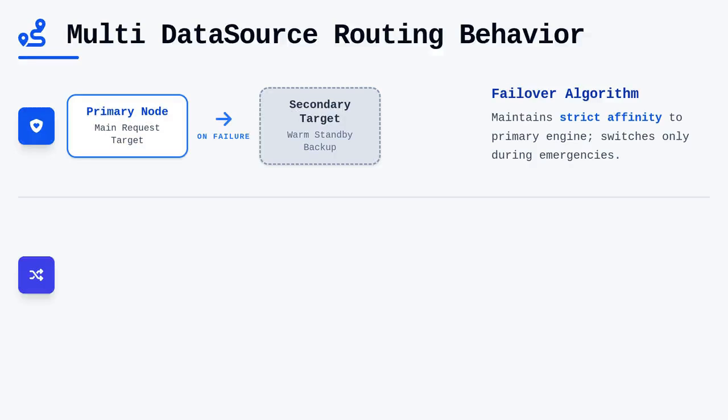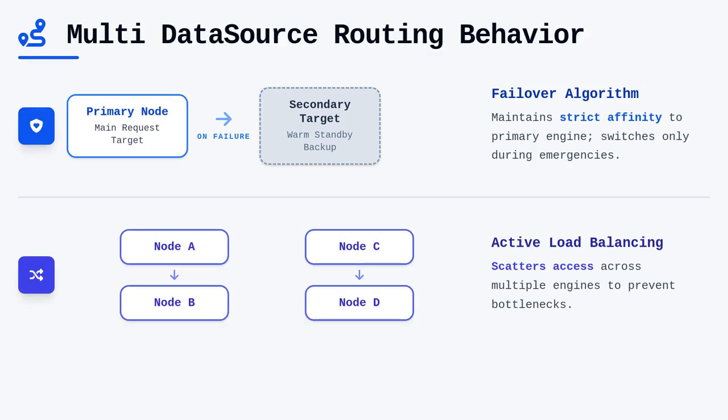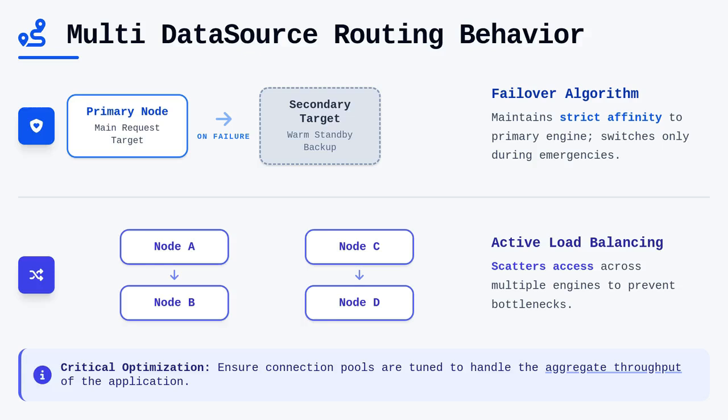Conversely, configuring an active load balancing distribution allows the runtime to scatter database access across multiple engines simultaneously. By distributing the load, you prevent any single database instance from becoming a bottleneck, provided that your underlying connection pools are sized and tuned to handle the aggregate throughput required by your application.